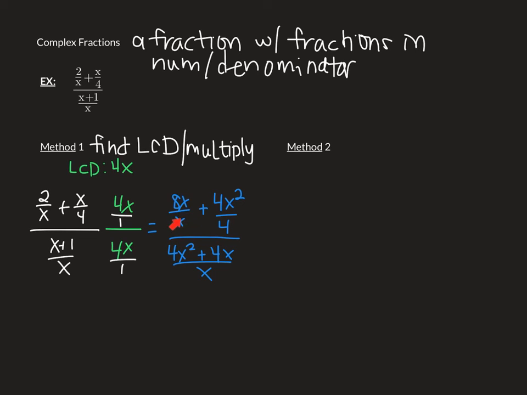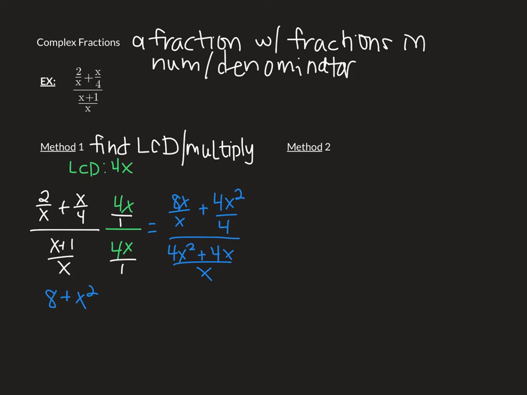If I have 8x over x, can that reduce? Sure. That can become 8. And what about if I have 4x squared over 4? That can reduce to just be x squared. Now let's look at the denominator. If we look at the denominator here, 4x squared plus 4x over x, if you notice that x goes into both of them, great, because it does. Or if you need to factor out an x, that works as well.